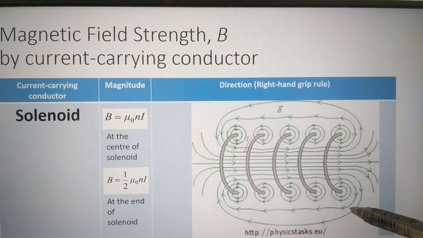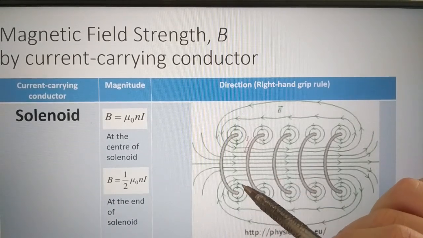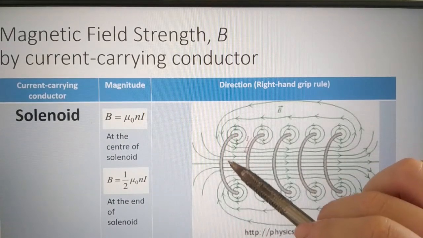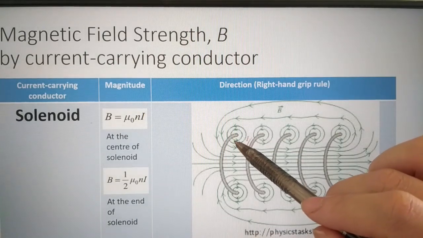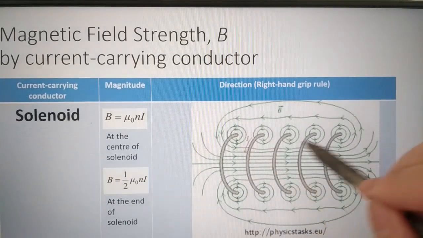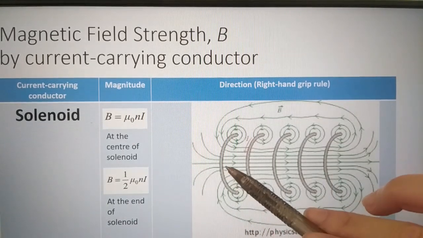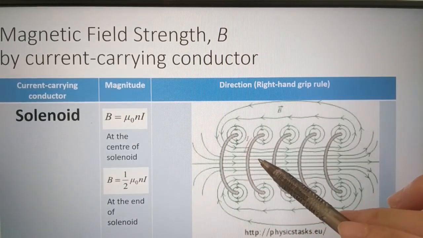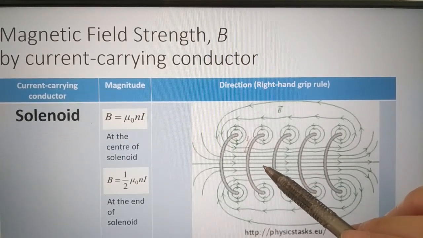The same thing goes for this point here and all these points. Overall, you can see that the magnetic field inside the solenoid is all pointing in one direction, which is to the right. So you can see that the whole solenoid has now become a temporary magnet with two poles, a north pole and a south pole.